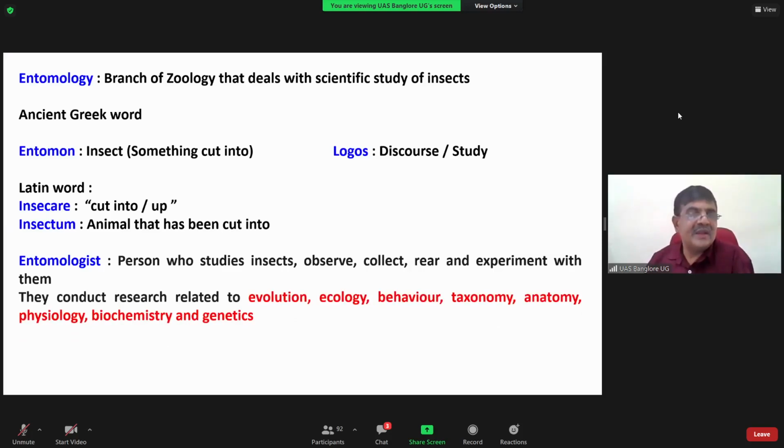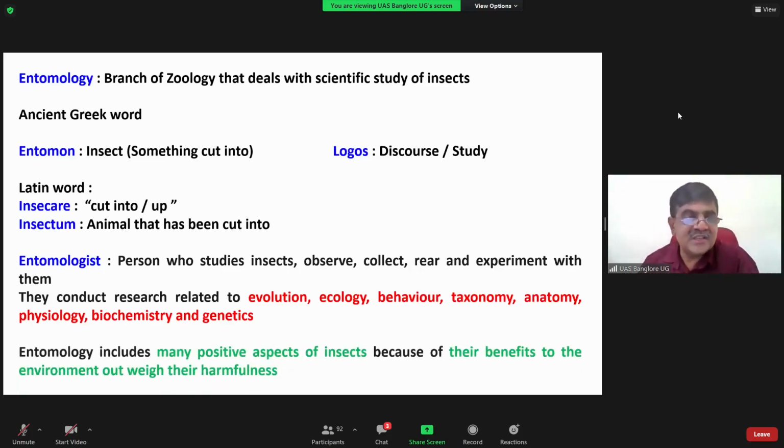Usually entomologists conduct research related to evolution, ecology, behavior, taxonomy, anatomy, physiology, biochemistry, and genetics. So the entomologists conduct research related to all these subjects. It may be ecology, taxonomy, physiology, etc.